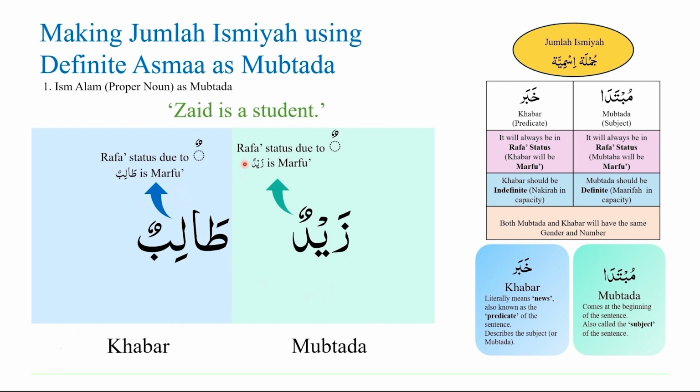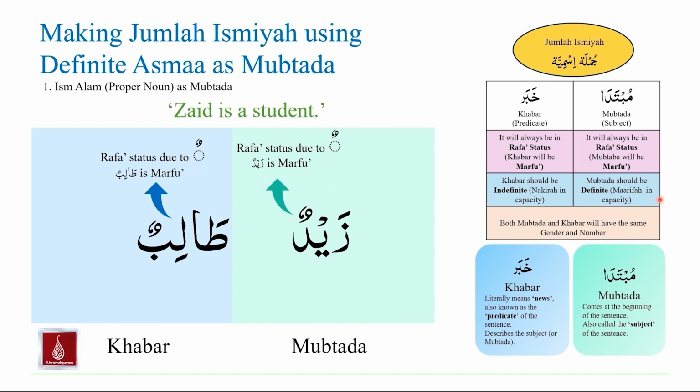Zaidun is rafa in status. Talibun is rafa in status. And we already meet our first requirement of jumla ismiya, which is that both mubtada and khabar must be in rafa status. Zaidun is mubtada and it is in rafa status. Talibun is khabar and it is in rafa status.